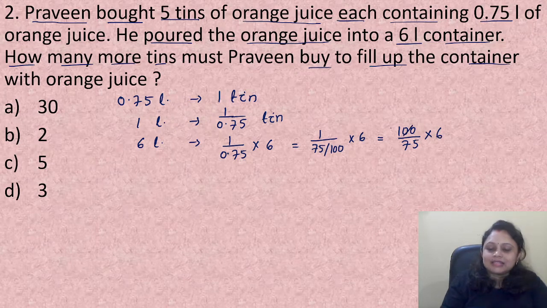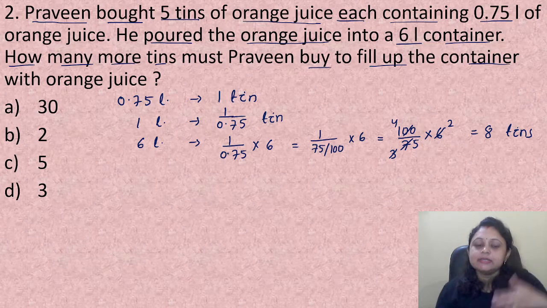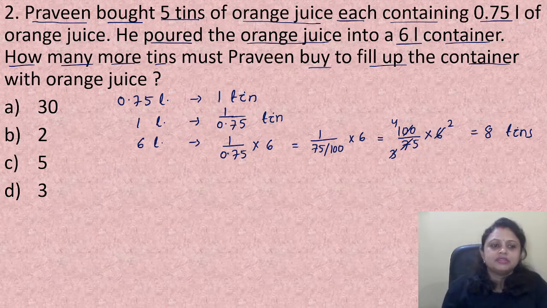So we cancel it with 25: 4 by 3. Then 3 and 6 are cancelled with 3, giving 4 into 2, that is equal to 8. Right? That means for filling that 6 liter container, we need 8 tins of orange juice. Got it? How many tins of orange juice do we need? We need 8 tins to fill the 6 liter container. But Praveen bought 5 tins only. We need 8 tins. Praveen has bought 5 tins. Right? So how many more tins are required?